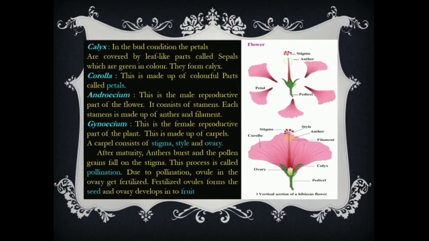Next part is gynoecium. This is a female reproductive part of the plant. This is made up of carpel. A carpel consists of stigma, style and ovary. Then, what is pollination? The transfer of pollen grains from anther to the stigma is called pollination. Due to pollination, ovule in the ovary get fertilized. Fertilized ovules form the seed and ovary develops into fruit.